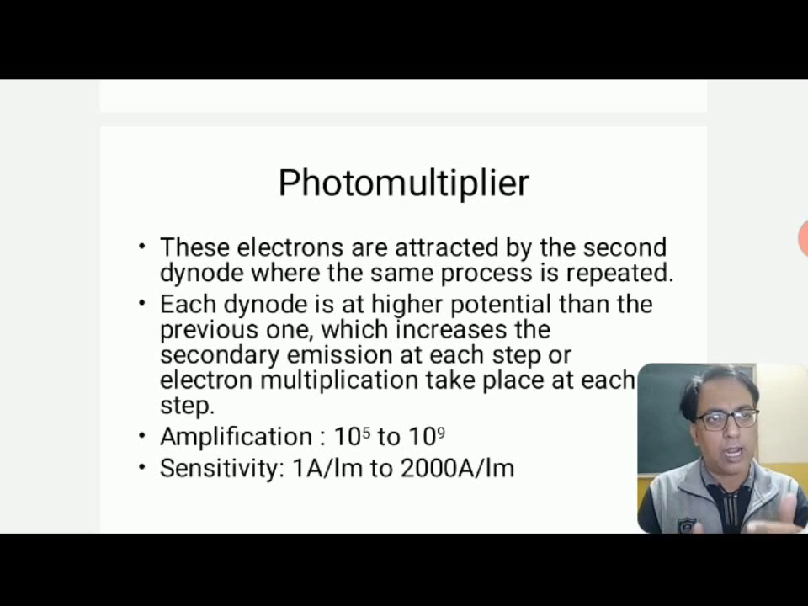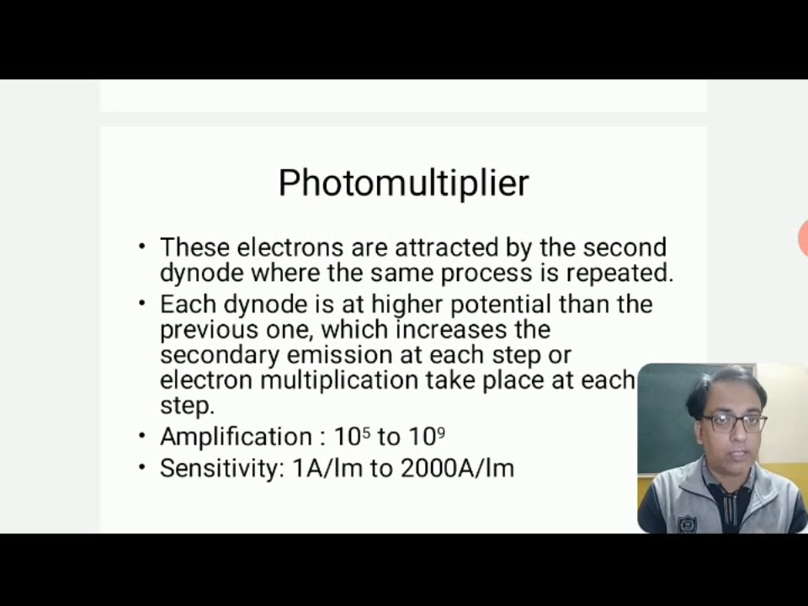Then these are again attracted by the next dynode, which again multiplies this 3 by another 3, and you are simply multiplying the number of electrons. As you increase the number of dynodes, your multiplication factor keeps increasing. Each dynode is at a higher potential than the previous one, which increases the secondary emission at each step. Normally you can reach amplification of 10 to the power 5 to 10 to the power 9. You can increase the emission tremendously.